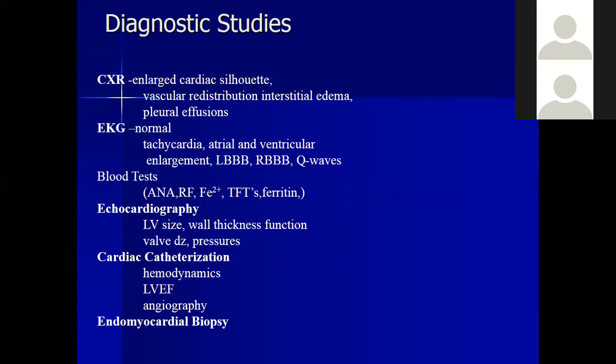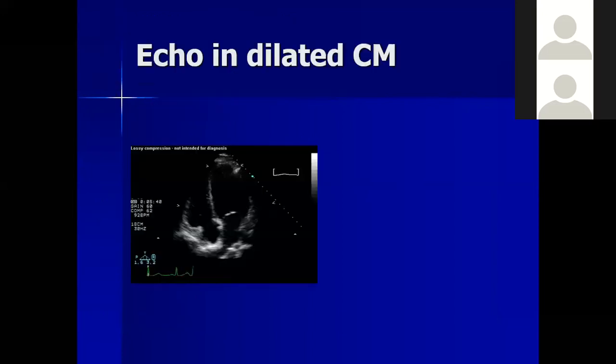And other tests: if you want to rule out a connective tissue disorder, ANA, rheumatic workup, or thyroid function test, you do a ferritin test, echo, and cardiac catheterization if you think of ischemia. And the final test is endomyocardial biopsy. We rarely do it, only for some rare disorders. So this is the echo in cardiomyopathy.